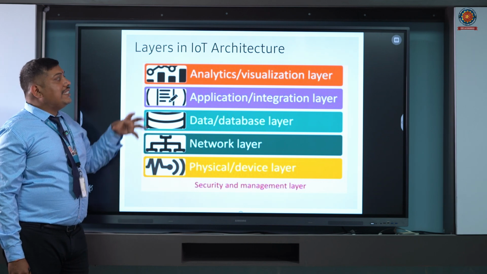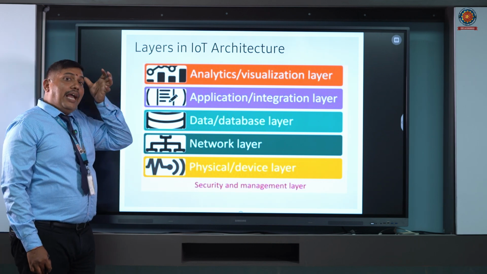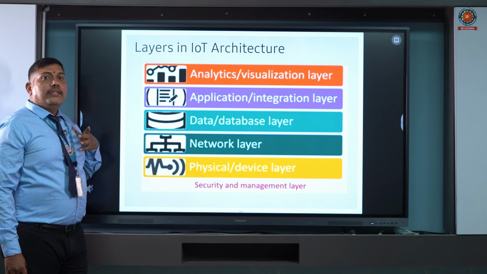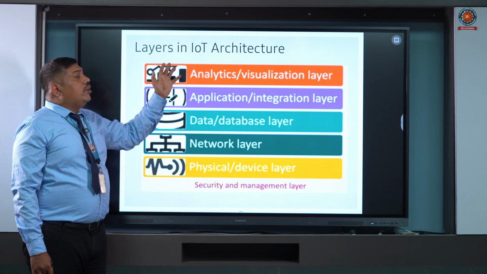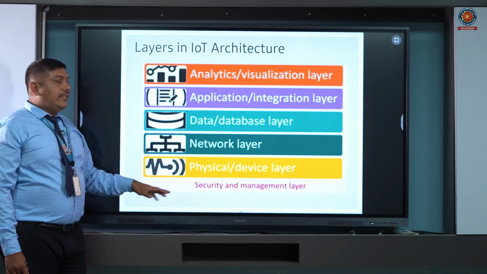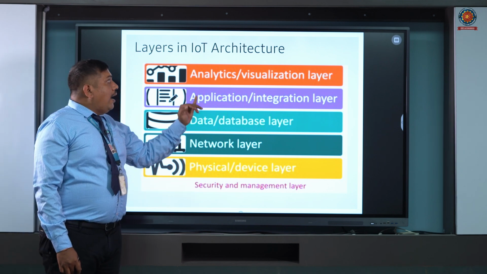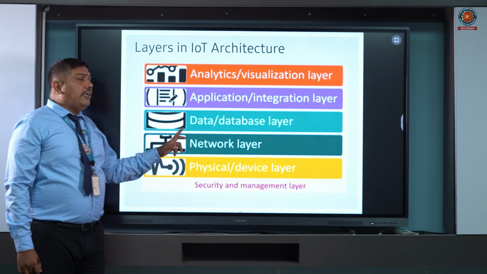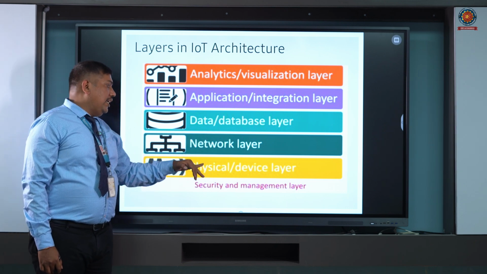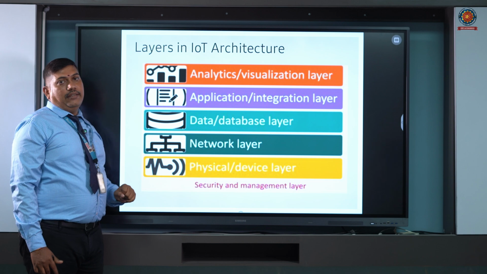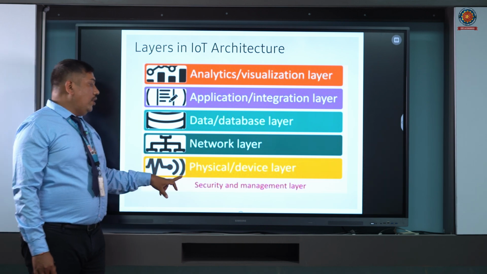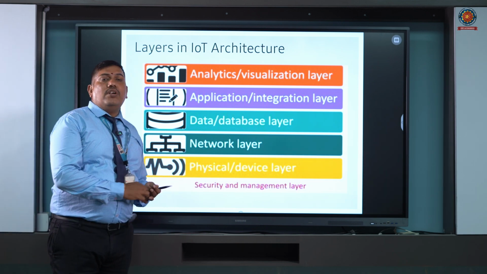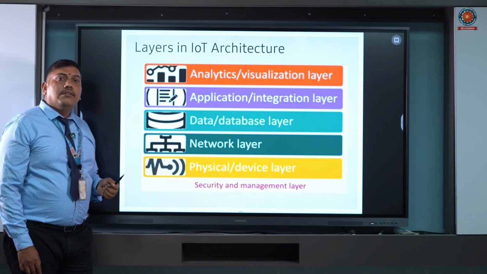So what are the layers? What is the main topic? Main IoT, the network protocols. The main one is the IoT architecture. In this, first is the analysis, the virtualization layer, application and integration layer, data and database layer, network layer and physical device layer. So first one, the physical device layer. What is the physical device layer?